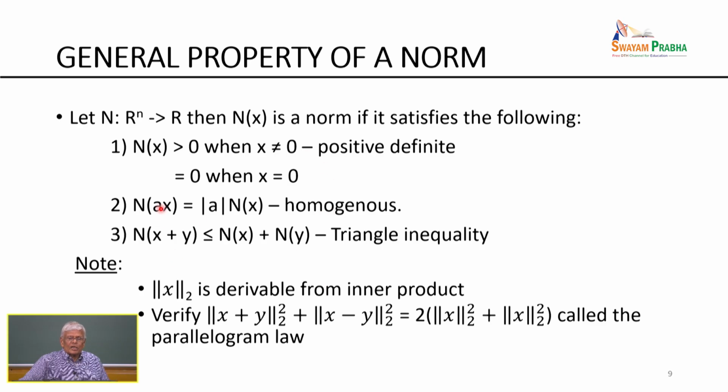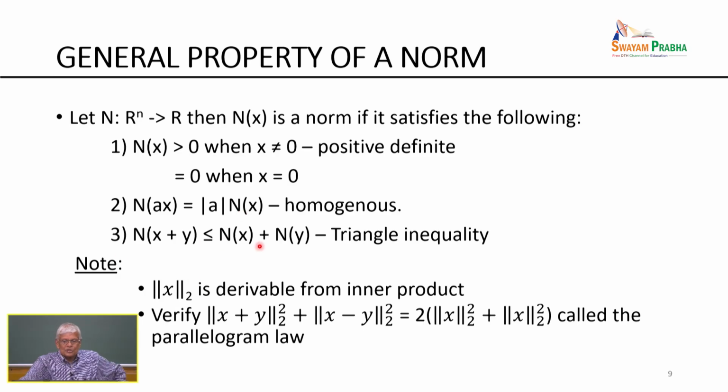If you multiply a vector by a, the norm gets multiplied by the absolute value of a. With me? That's called elongation of a vector. Elongation of a vector, shrinking the vector. If I multiply a vector by a quantity less than 1, it shrinks. Greater than 1, it elongates.